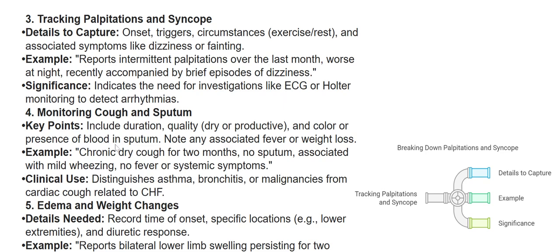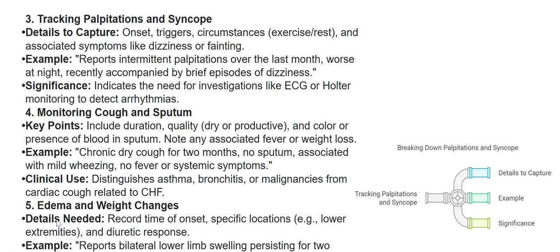Monitoring cough and sputum. Key points include duration, quality, dry or productive, and color or presence of blood in sputum, and any associated fever or weight loss. Example: chronic dry cough for 2 months, no sputum, associated with mild wheezing, no fever or systemic symptoms. Clinical use: distinguishes asthma, bronchitis, or malignancies from cardiac cough related to CHF, congestive heart failure.